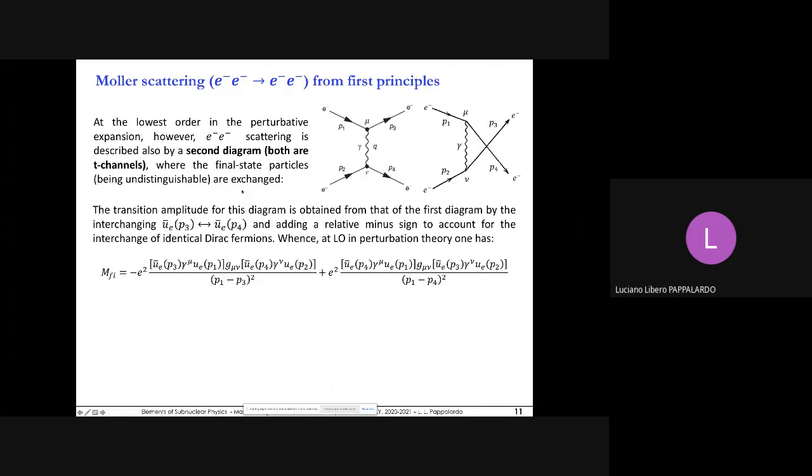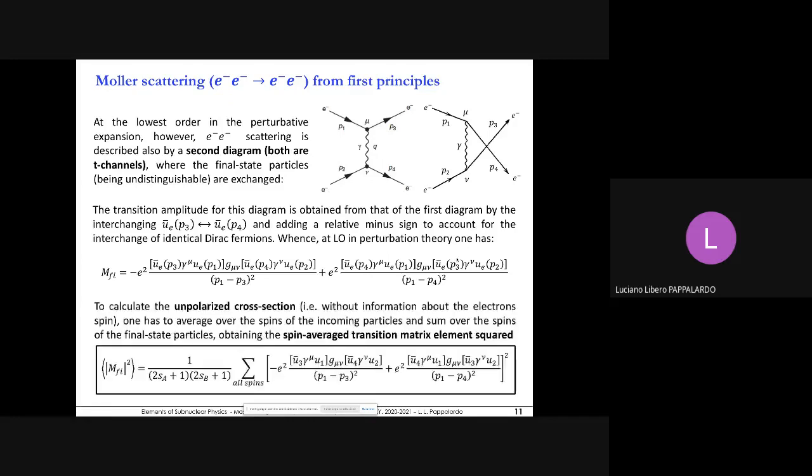So if you want now to write the transition matrix in full form, including also the second contribution, which is as important as the first one, because they both appear at the first order in the perturbation expansion, you can write the second matrix element, starting from the first one, and just substituting u(p3) with u(p4). You just need to make this very minor change. Otherwise, all the rest is the same. And you need to account also for a relative minus sign to account for the interchange of identical Dirac fermions. So this minus sign here, which becomes a plus because you have already a minus here, is a consequence of the Fermi-Dirac statistics. So at lowest order in perturbation theory, your matrix element is given by the sum of these two contributions. For instance, here the transferred momentum is p1 minus p3, and here it is p1 minus p4, because we just interchanged p3 with p4. And of course, also here and here.